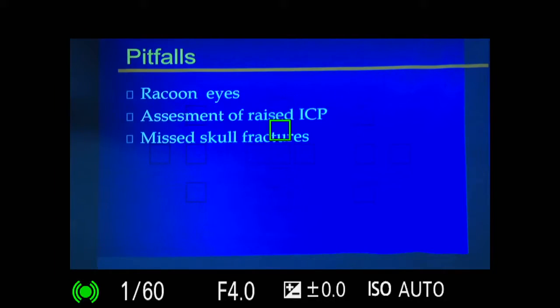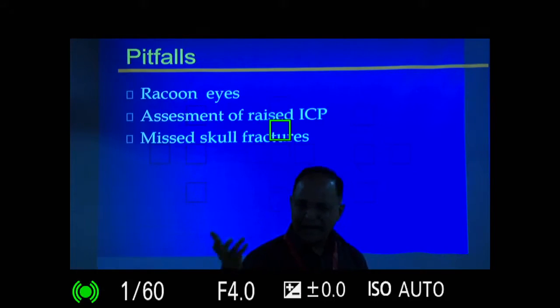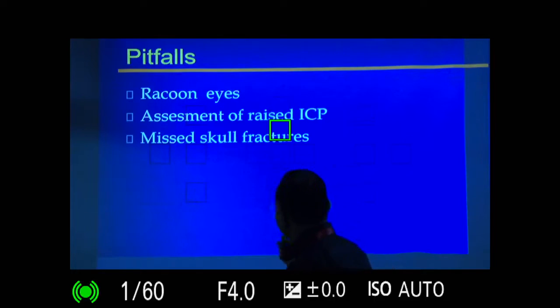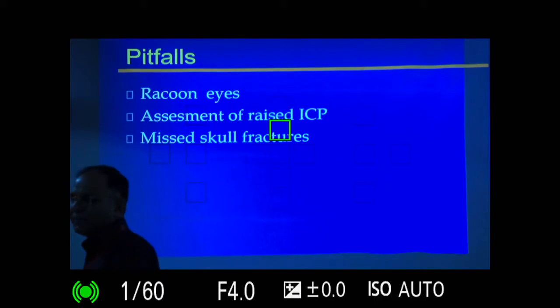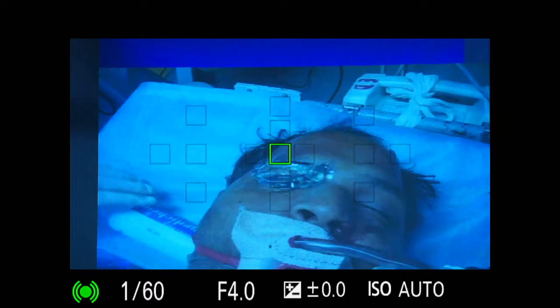So what are the pitfalls of GCS examination? As I said, we cannot assess eye, so eye is gone. And we cannot assess the ICP. Most important in head injury assessment is ICP, and in the emergency you cannot assess ICP, and obviously we can miss skull fractures.